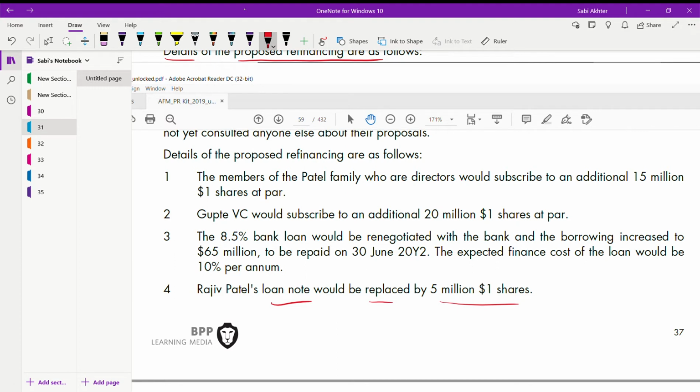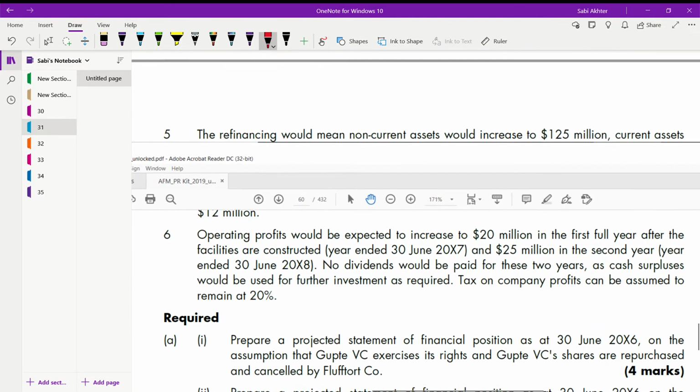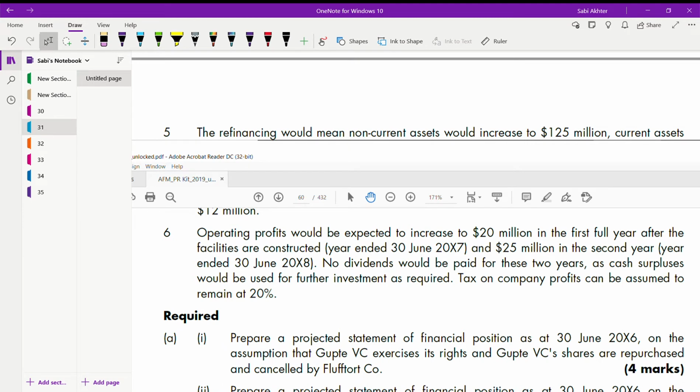Here they would subscribe, Gupta VC, the venture capitalist. They would subscribe to an additional 20 million shares. That means their shareholding will increase. Right? Directors are going to invest an additional 50 million in shares. Again, shares will increase. This 8.95 bank loan, currently the bank loan is this much, and also the borrowing will increase by this much. Expected finance cost is given to you. So this is the way proposed refinancing plans will be given. We have further down: non-current assets will increase this much, operating profit will increase this much.